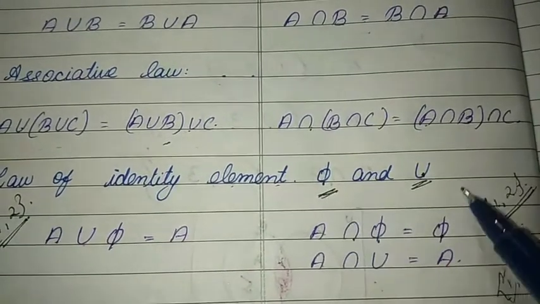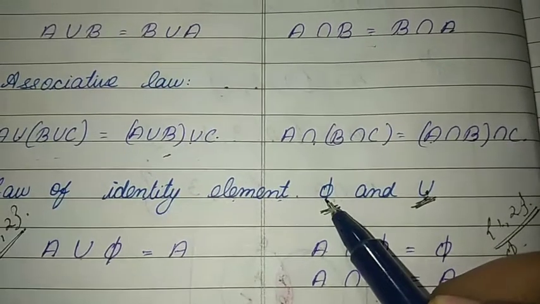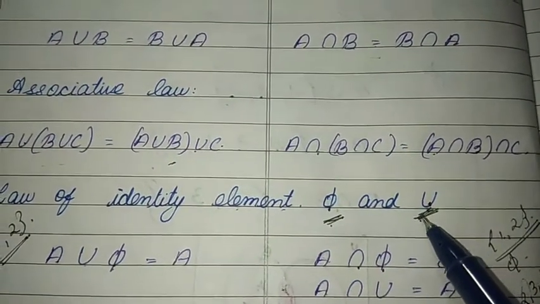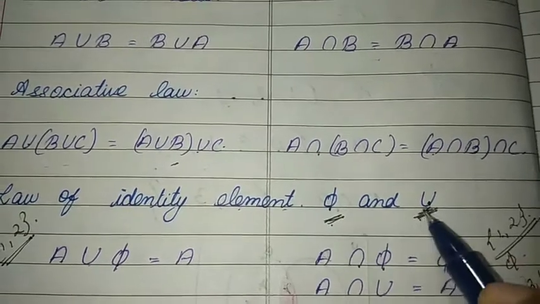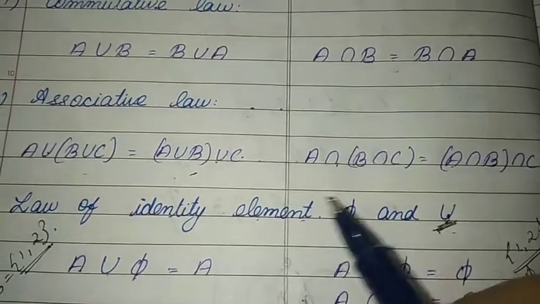The identity elements over here are phi and U. Phi means it is the null set. U means here it is the universal set. These two sets are called the identity elements.